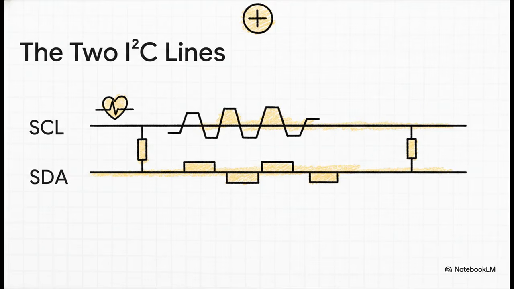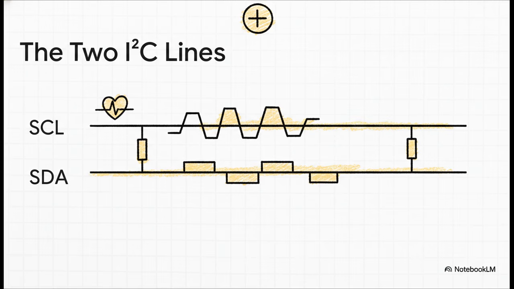So the whole conversation happens on what we call a bus, which is really just these 2 shared wires. The first one is SCL, the serial clock line. The best way to think about this is as the heartbeat of the network. It's a steady pulse that keeps everything in rhythm. The second line is SDA, the serial data line. That's the actual highway where the information, the ones and zeros, travels.